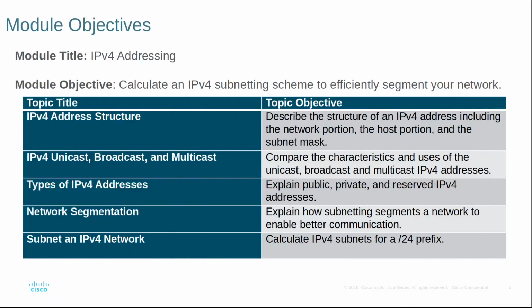So we're going to look at all of these things: the structure of an IPv4 address, the different types of addresses you get, private, public, reserved addresses, unicast, multicast, broadcast, and what subnetting is, so it's actually breaking down your network into smaller networks to improve performance and for security reasons and for a couple other reasons too. And then we're going to actually look at subnetting an IPv4 address.